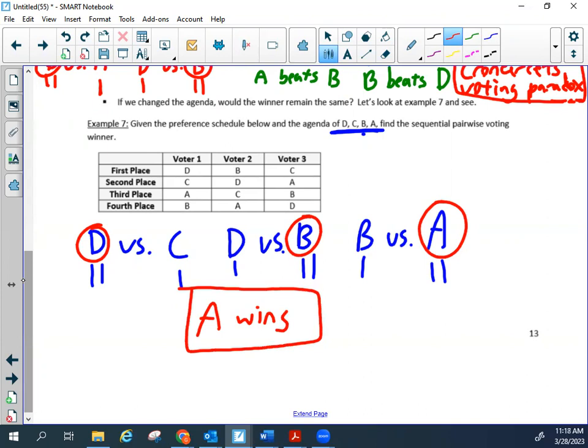If I'm person D, I'm probably saying this isn't fair. Or if I'm person B, I'm probably saying this isn't fair. In this method, you want to be later in the agenda. You want to only have to beat one or two people instead of having to beat everybody, because it goes in steps. Winner moves on, loser is out, loser goes home. And that's why it's different from the Condorcet method, because we don't take the winner of each round and check them against every other candidate.